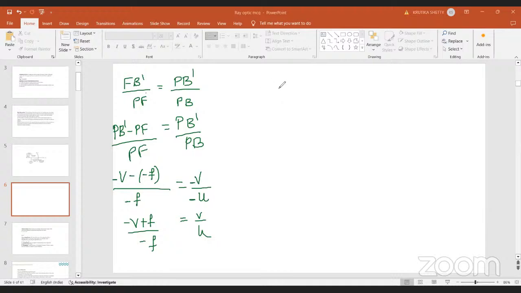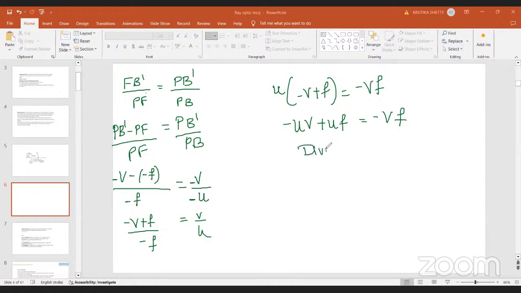We cross multiply on both the sides. So cross multiplication, U into bracket minus V plus F is equal to minus V into F is minus VF. So UV is nothing but minus UV plus this is plus UF is equal to minus VF. Now dividing the last step, dividing on both the sides by UVF.